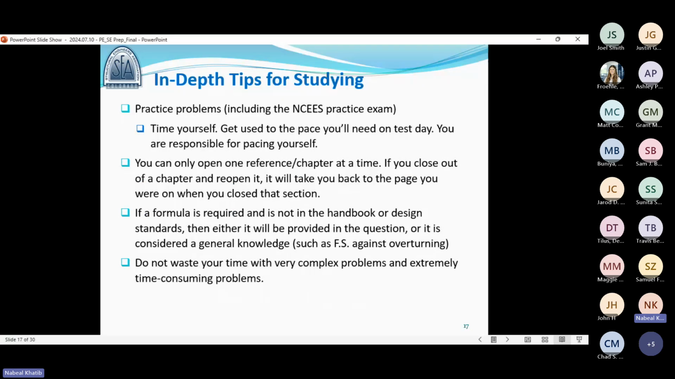And in general, the more practice problems that you do, that's just a fact. The more practice problems, the more you expose yourself to things, the quicker and the better you will be, right? You can only open one reference chapter at a time, so that correlates with the chapters or the manuals. You could search the entire manual. Some of them you can't. That's something that I found.